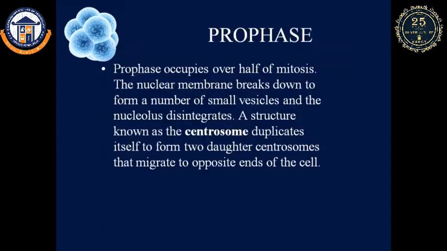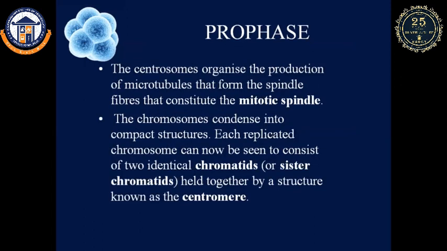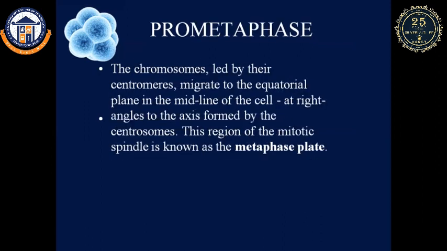Prophase occupies half of mitosis. The nuclear membrane breaks into small vesicles, and the structure known as the centrosome duplicates to form two daughter centrosomes. The centrosome organizes the production of microtubules, which in turn form the mitotic spindle. This mitotic spindle gets attached to the condensed sister chromatids, which are held together by a structure known as the centromere. The chromosome is led by the centromere, and it migrates to the equatorial line at prometaphase.